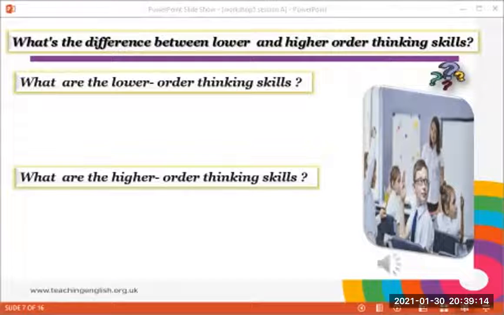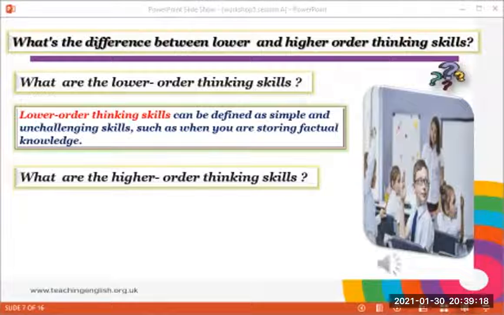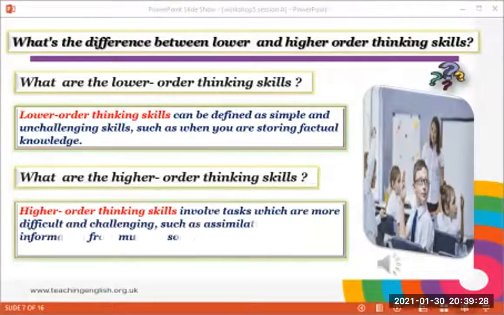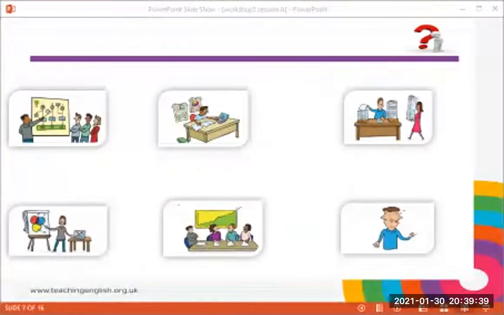Okay, thank you. Look at the definitions. Lower order thinking skills can be defined as simple and unchallenging skills, such as when you are storing factual knowledge. But higher order thinking skills involve tasks which are more difficult and challenging, such as assimilating information. Let's start with the second part.